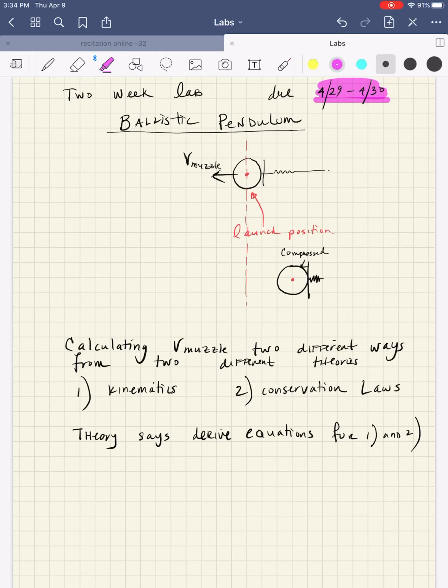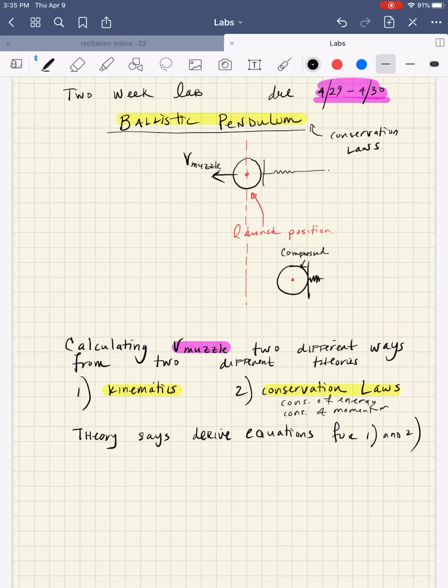And what we're trying to calculate is V muzzle, and we're trying to calculate it using two different theories, two different ways. So what we're going to be getting is an equation for kinematics that describes V muzzle, and an equation for conservation laws. Now this includes both conservation of energy and conservation of momentum. And that's the ballistic pendulum part, the part that's associated with the conservation laws. So if you haven't seen the ballistic pendulum problem worked before, you'll be deriving that equation. It's a pretty standard problem. You can find it in just about any textbook if you need help deriving it.